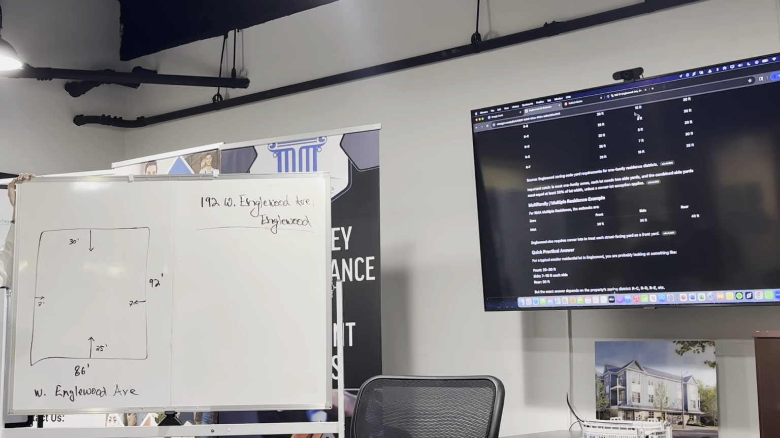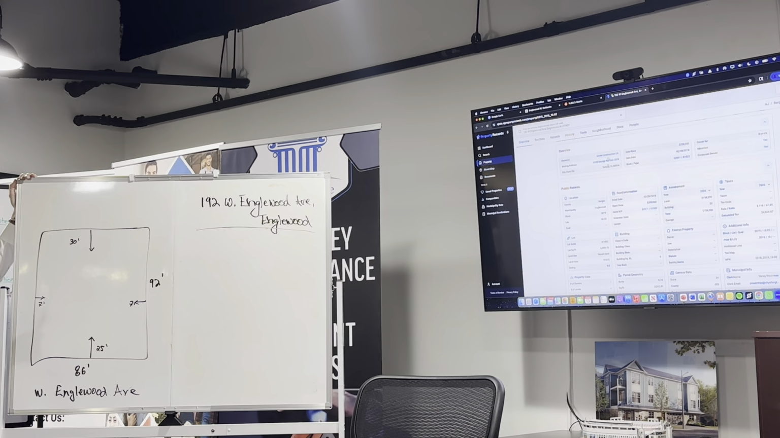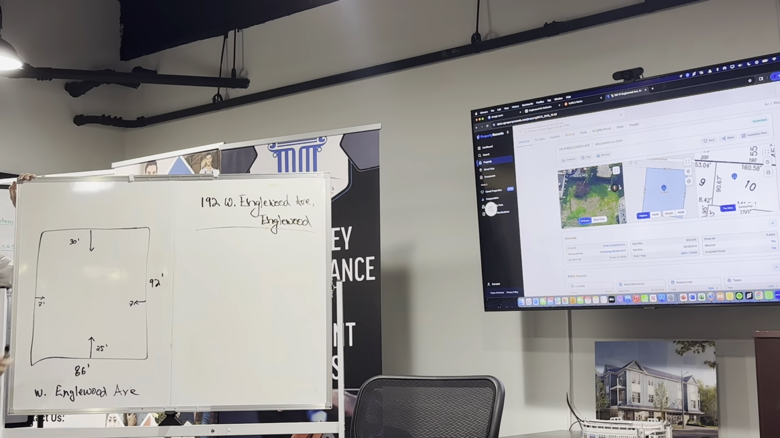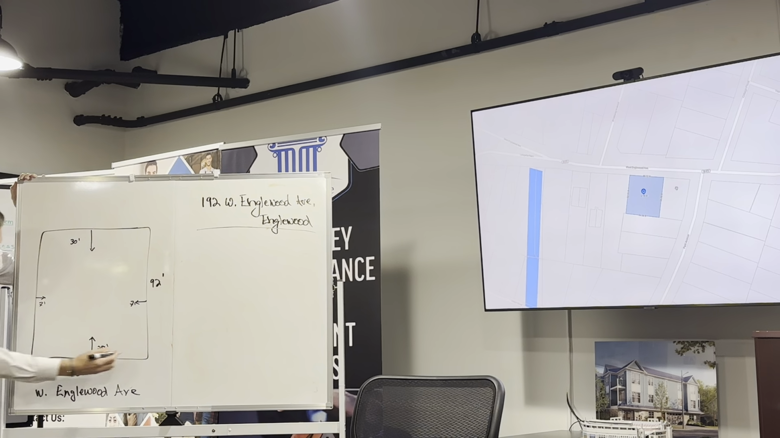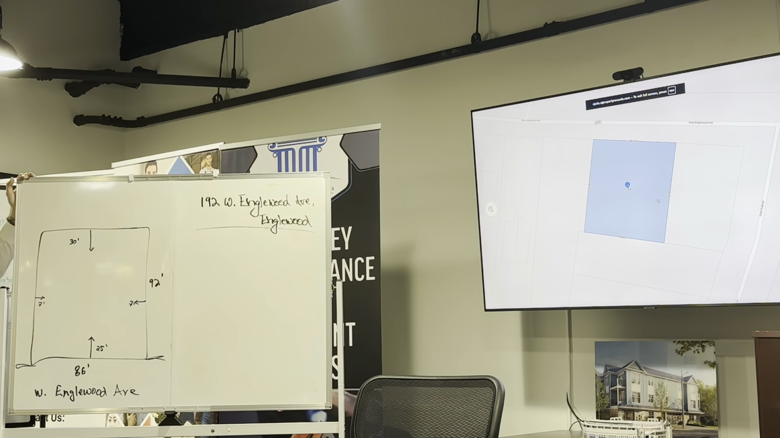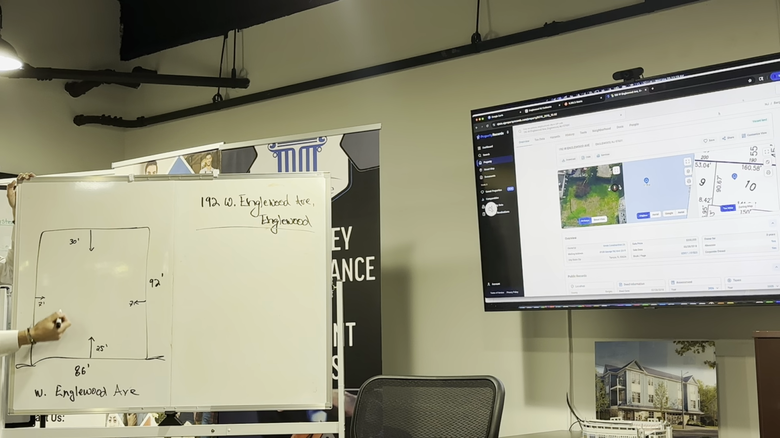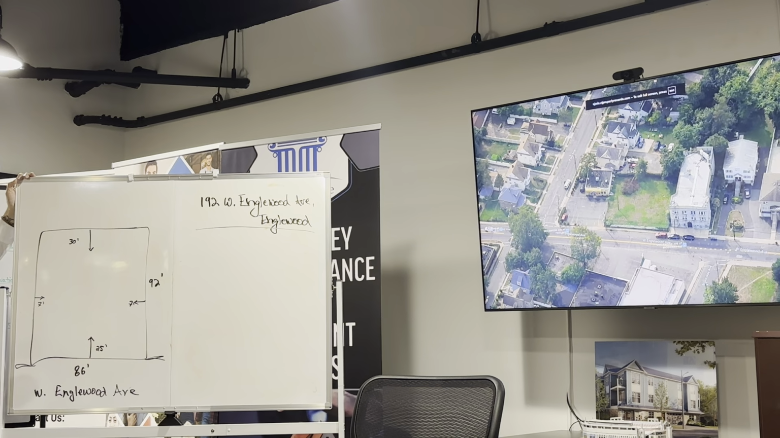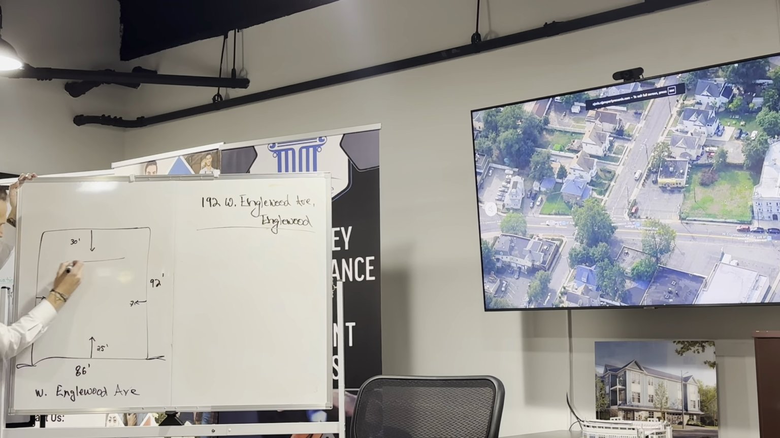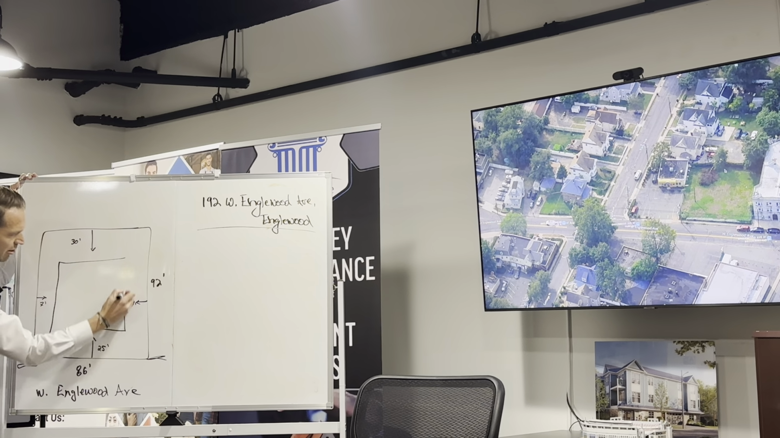Okay, so this is what the town is suggesting to us as their standard bulk ordinances. This is an inlaid lot, not a corner lot, where we have it right here. You'll see the lot on West Englewood Ave. This is the frontage. We're building the building on it. So now what we have is a footprint.